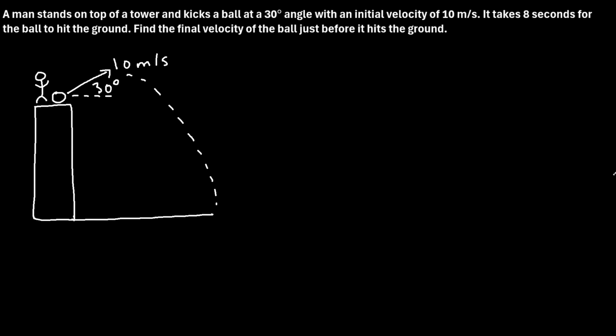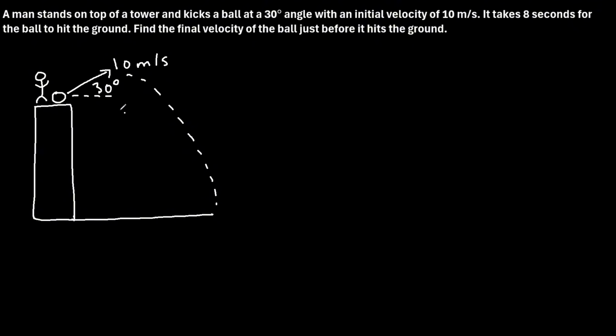In this video, I will explain how to find the final velocity in a projectile motion problem in physics. So let's jump right into an example. This says, a man stands on top of a tower and kicks a ball at a 30-degree angle with an initial velocity of 10 meters per second. It takes 8 seconds for the ball to hit the ground. Find the final velocity of the ball just before it hits the ground.